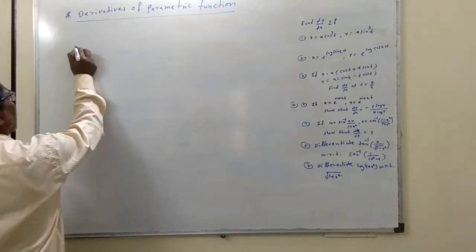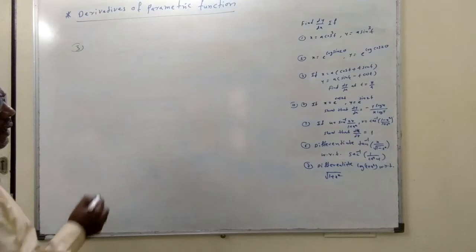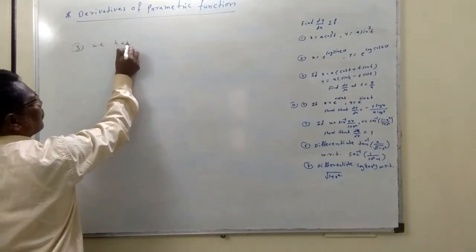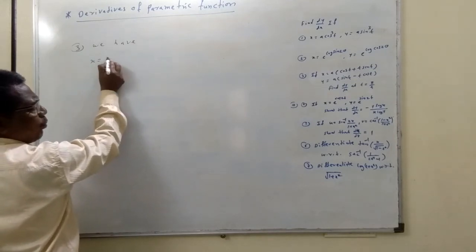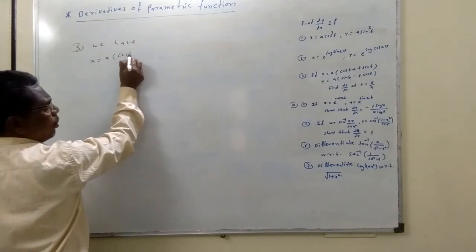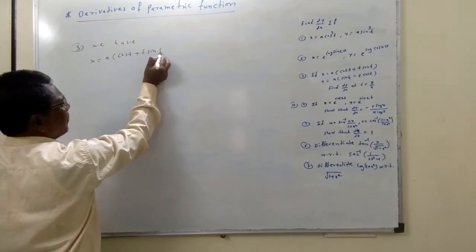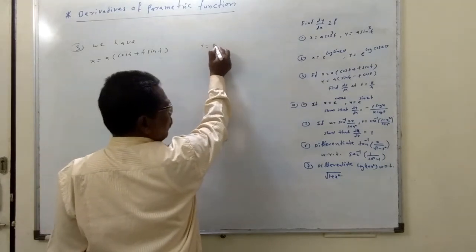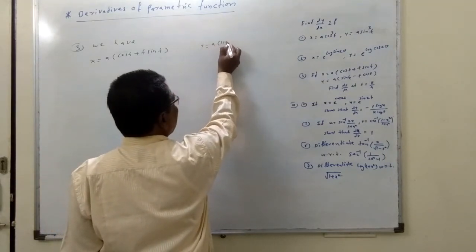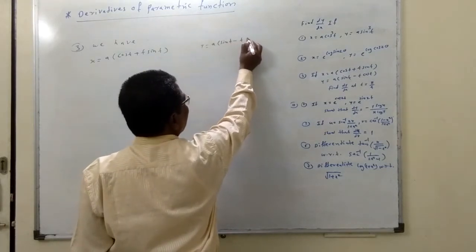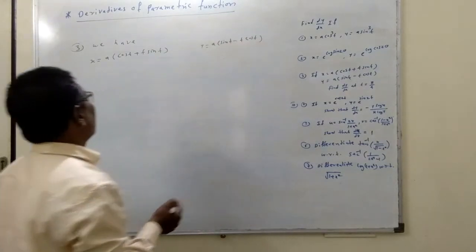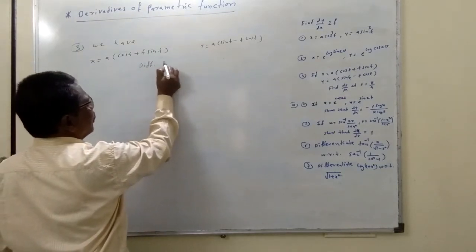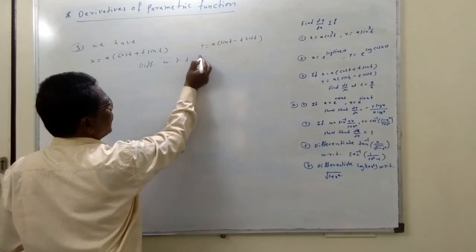Now we will see the third example. We have x is equal to a into bracket cos t plus t sin t, and y is equal to a into bracket sin t minus t cos t. Here t is the parameter, this is the parametric function. So we'll differentiate with respect to t.